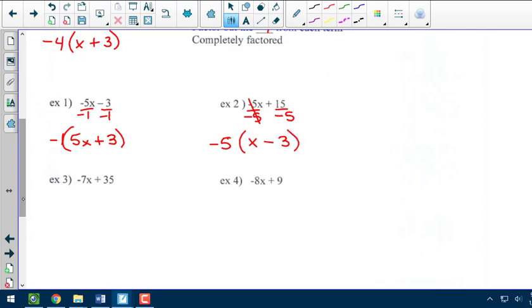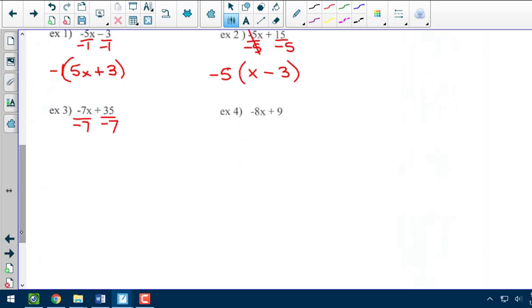Number 3, they have negative 7 in common. Oh, not in common, but they have a 7 in common, but you got to take out the negative. Got to be careful saying that. Negative 7, and that's going to be x plus 5. Not plus 5. No, no, no. Positive 35 divided by negative 7 is negative 5. Ooh, be careful.